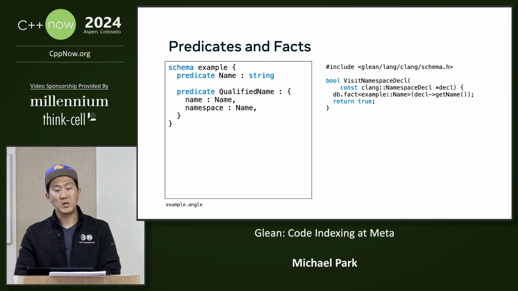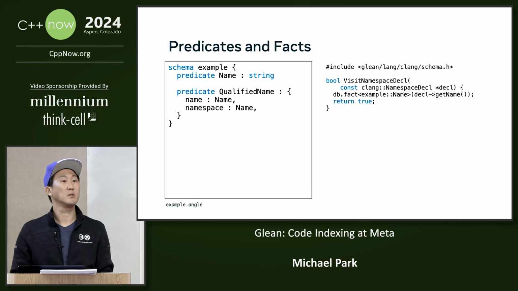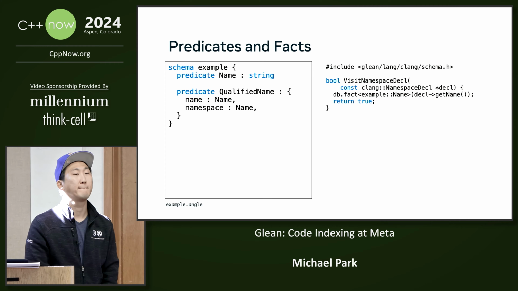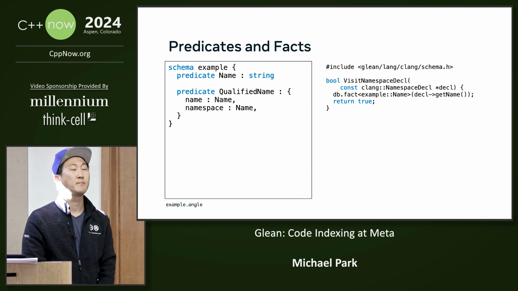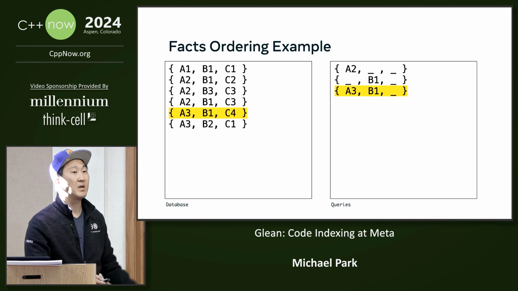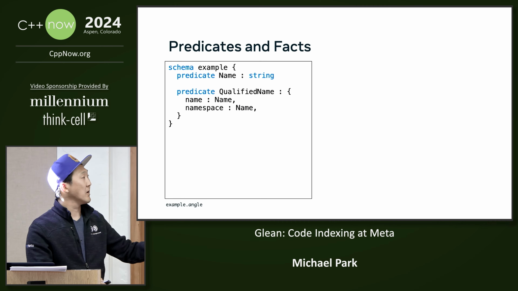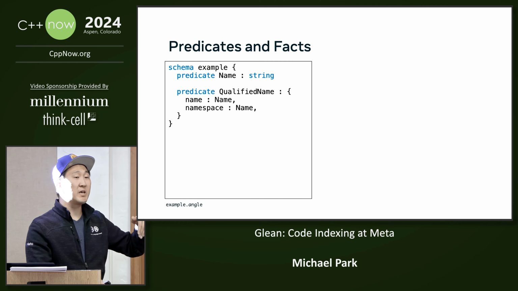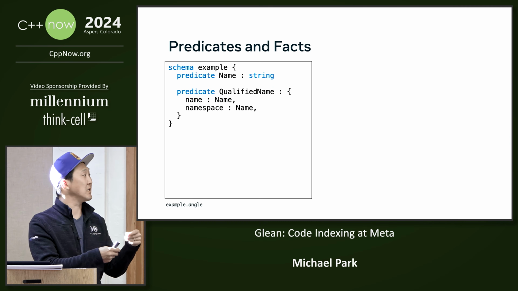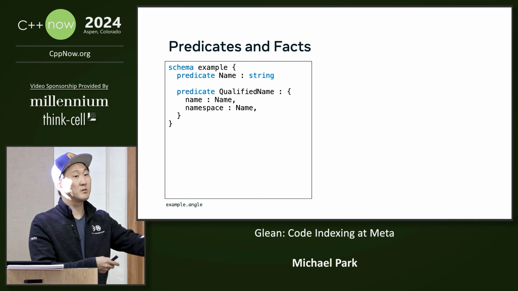So how do we actually produce these facts? Do you have a question? So the fact ordering, is name before namespace in this example here? Right, exactly. Name would be the left column and the namespace would be the right column. And so if you wanted to search a qualified name by name, that would be fast. But if you wanted to find all the names within a namespace, that's going to take longer, right?